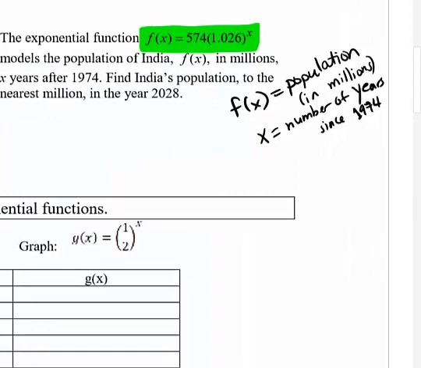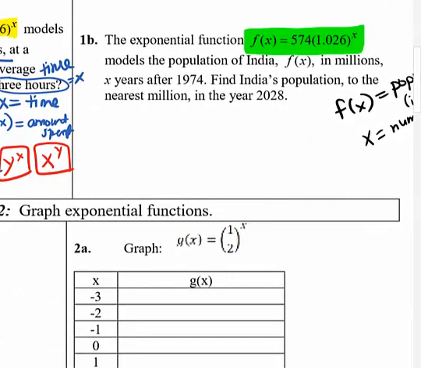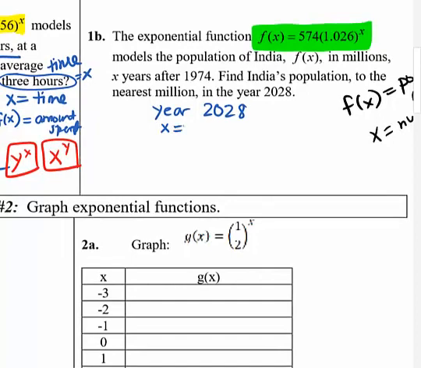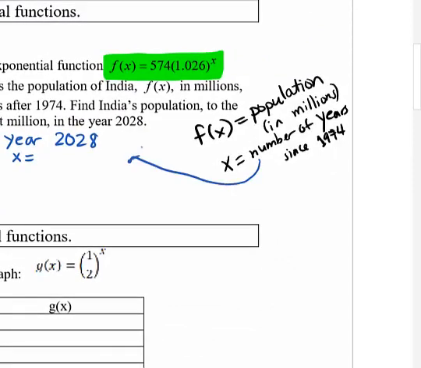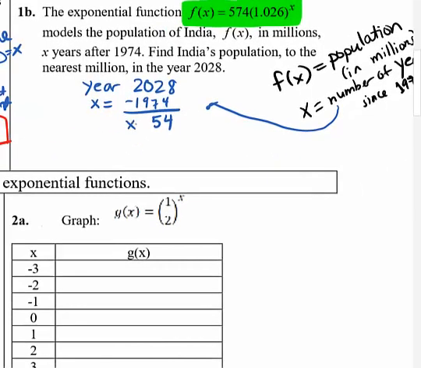And they do give me a year. The year, let me write that down here. Year is 2028. They want to know the population to the nearest million in the year 2028. Let's see. So for x, I'm not going to just put 2028 in x because they said x doesn't stand for the year, it stands for the number of years since 1974. So what I have to do is subtract 1974 from this number. And that'll give it to me. So it's, let's see, 54. Yeah, all right. So 54 years is how long it's been. Yeah, I guess that makes sense, huh? From 1974 to 2028, 54 years have passed.